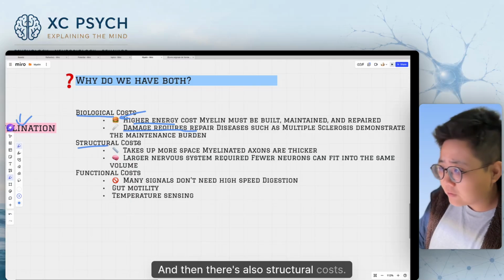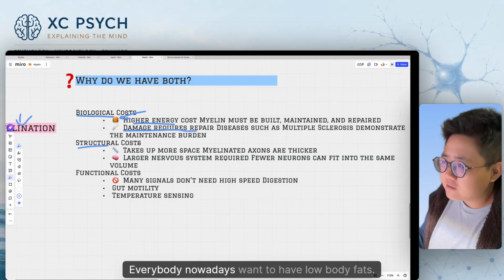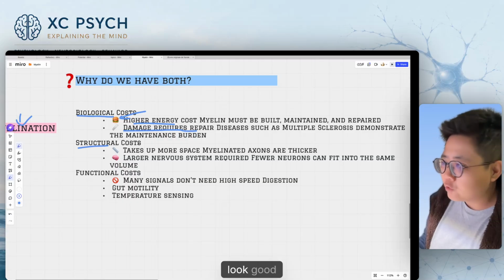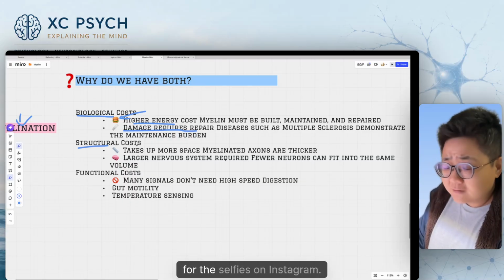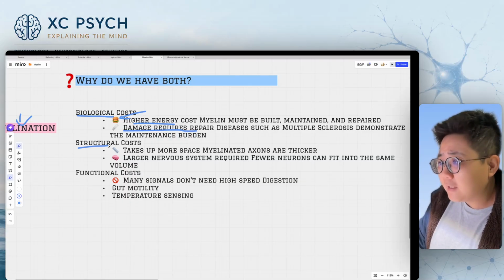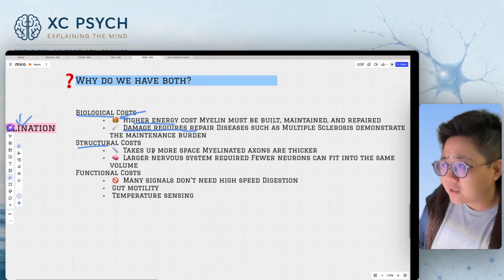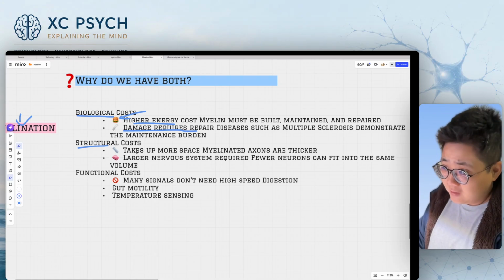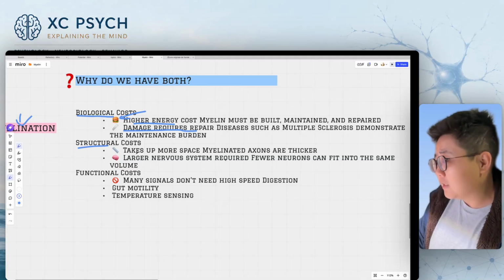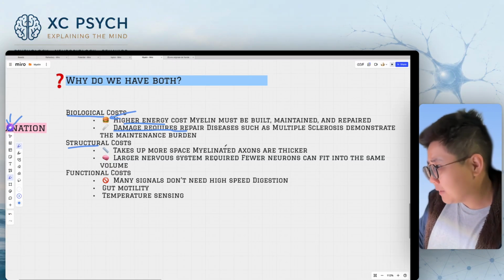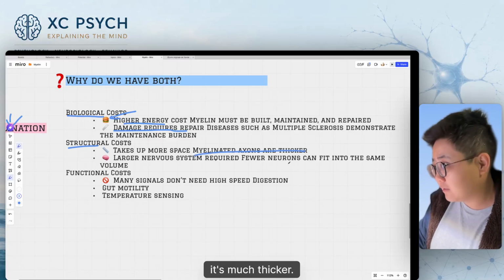And then there are also structural costs. Everybody nowadays wants to have low body fat and look good for the selfies on Instagram. But if we have all of the neurons with myelin sheaths, we basically will be very bloated. We'll take up more space because it's much thicker.